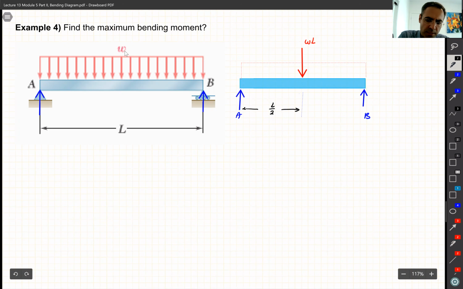We do our equation, and we find out that A is equal to B equal to WL divided by 2. So that's a step that is easy. Also, it's obvious, right? If you have a WL in the middle, each of them is going to be half of that. So that's the first step.